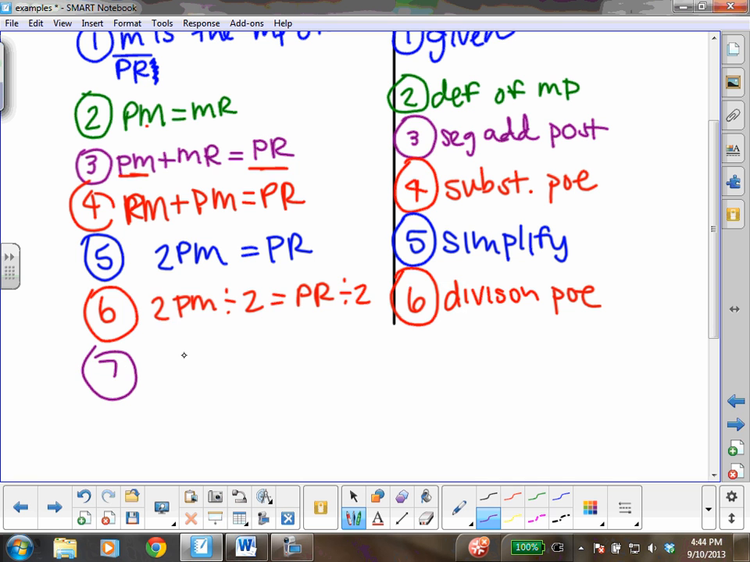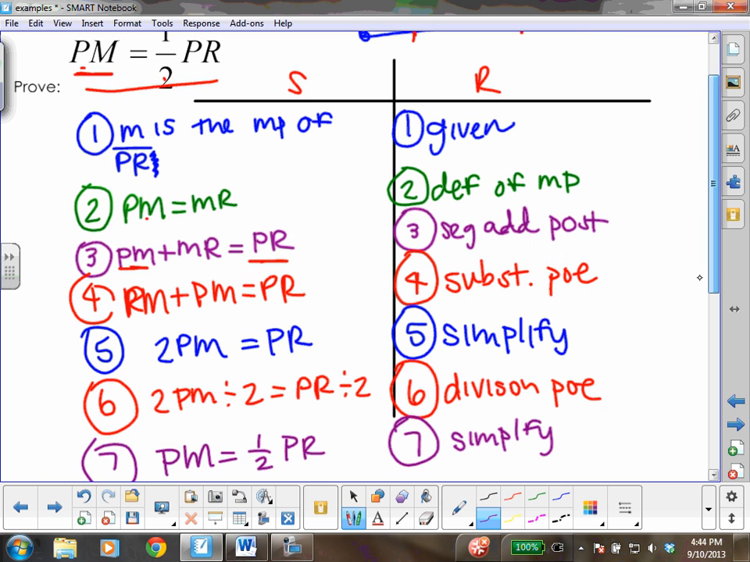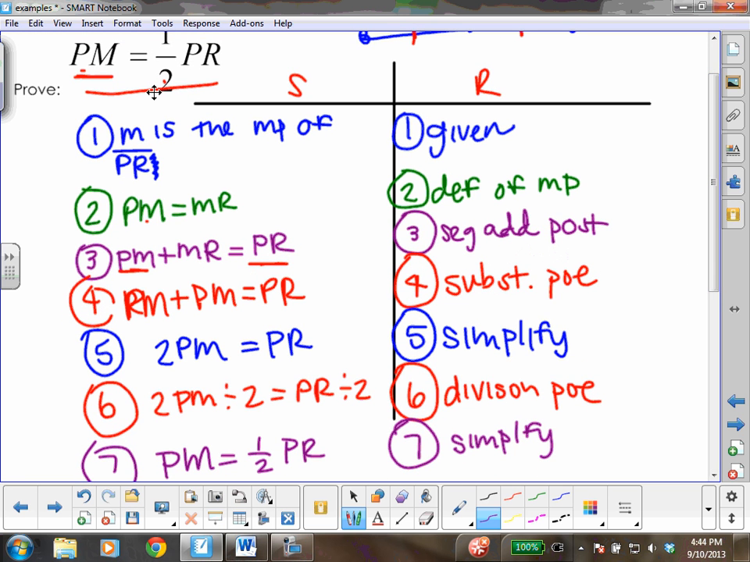And I'll simplify. So the 2's cancel out over here, and I have PM. And PR divided by 2 is the same thing as 1/2 PR. And that would be because of simplifying. And there we have it. We have proved that PM is 1/2 of PR.